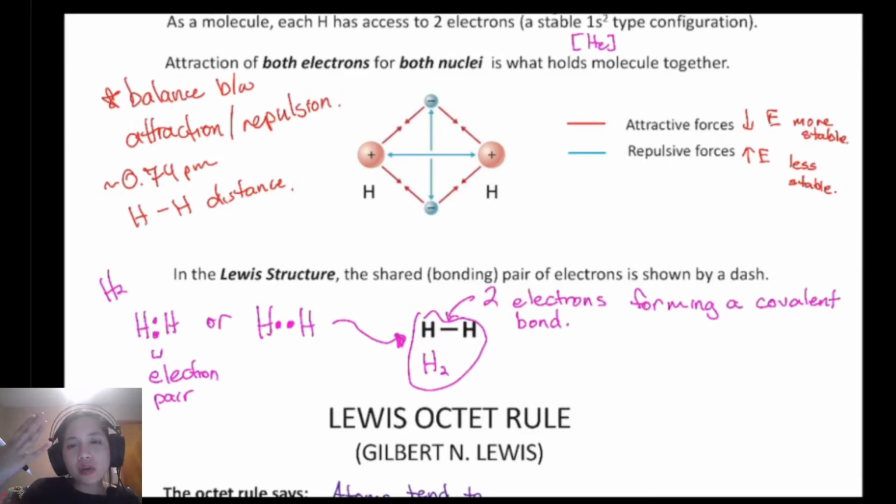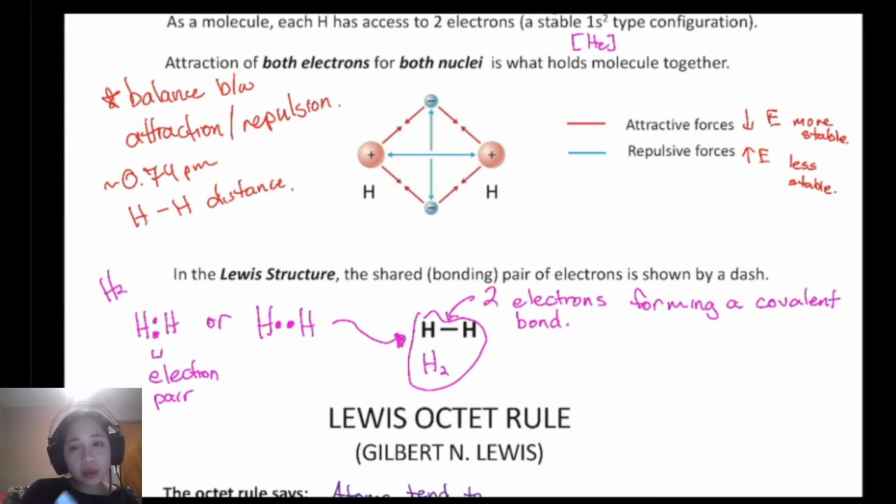So the question arises now, why does hydrogen only tend to bond to one other hydrogen? Why does hydrogen only want to share so it has a total of two electrons? Why doesn't hydrogen pair up with three other hydrogens, so then there's four electrons total, and instead of H2 in nature, we'd see H4?